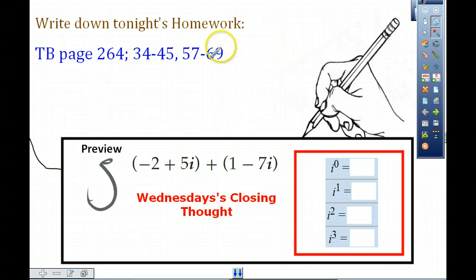So here's the homework. I'm going to show you in a minute what we are going to be doing. I'm going to show you the actual homework so you can see what to be looking for as we go through the lesson.